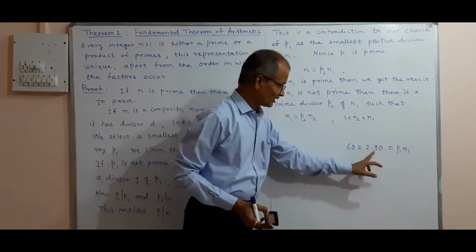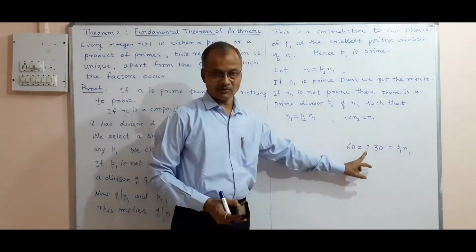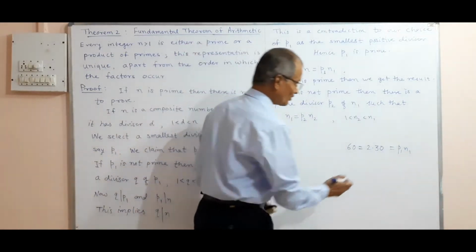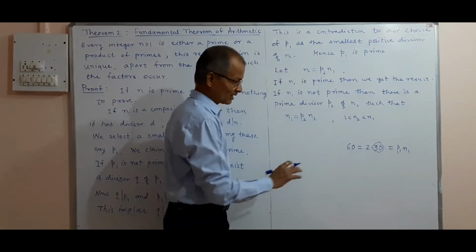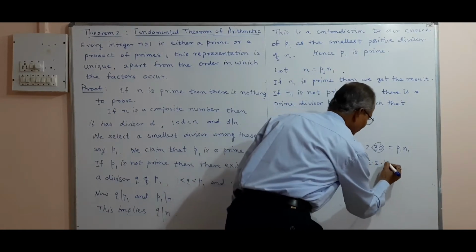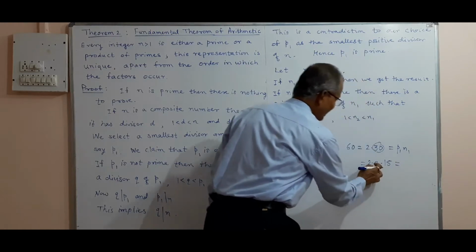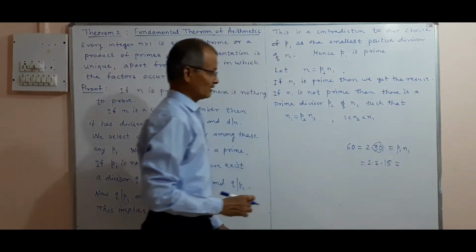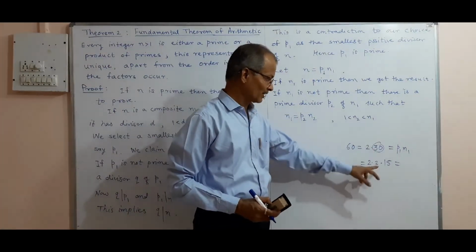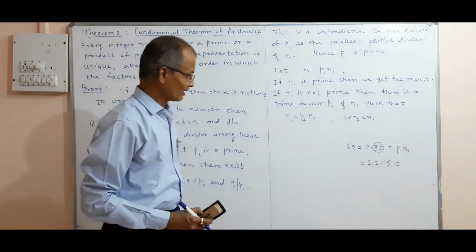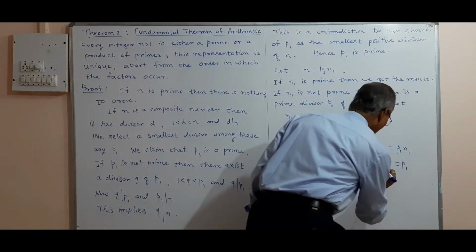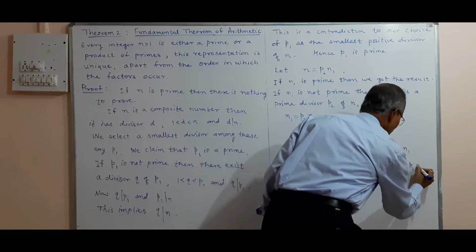Now you may refer to this. First we considered 60 as an example. We can write 60 as 2 into 30, that is P1 into N1. Now N1 is 30, which is not prime, so it can be further factored as 2 into 15, and this we have considered as P2 and N2. Here the factor is repeated, but sometimes they may be equal or may be different.